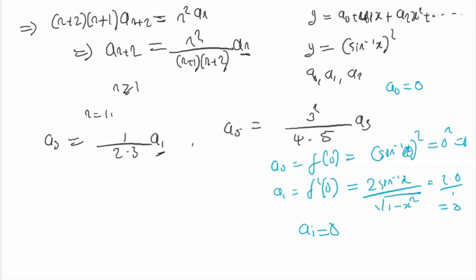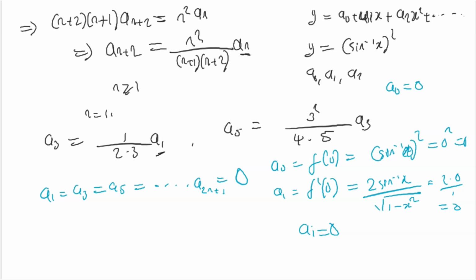And shockingly for us, that means that a sub 1, a sub 3, a sub 5, a sub 2n plus 1, all the odd coefficients will be 0 because, as we have said, a sub 3 depends on a sub 1. So if a sub 1 is 0, automatically a sub 3 is 0, and likewise a sub 5 is 0. So all the odd coefficients are 0. What about the even coefficients?